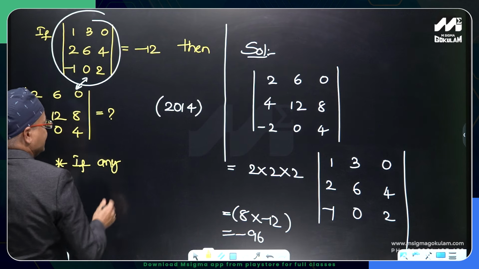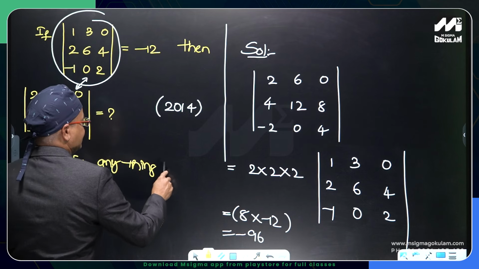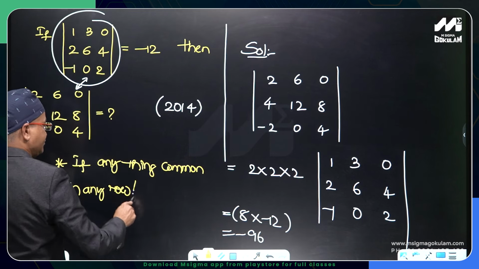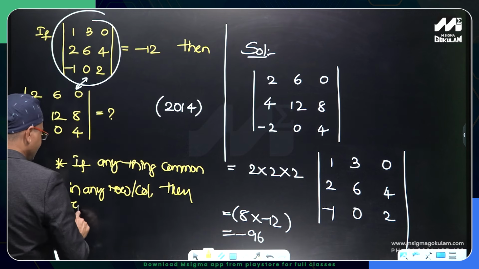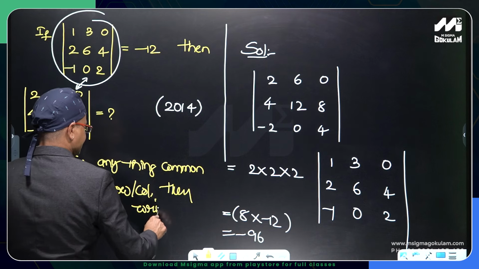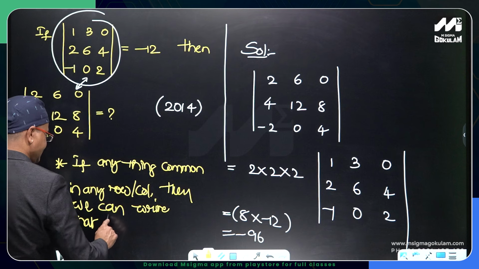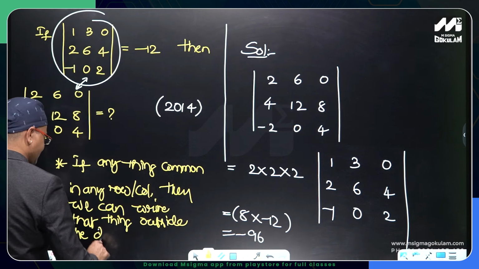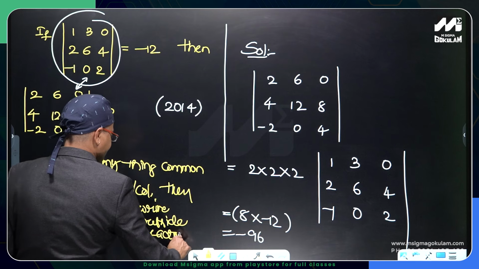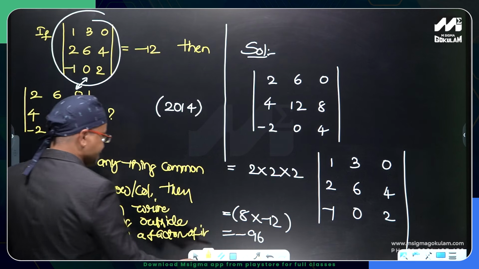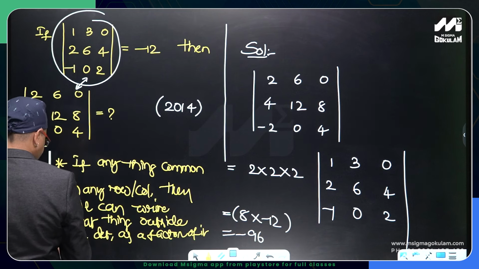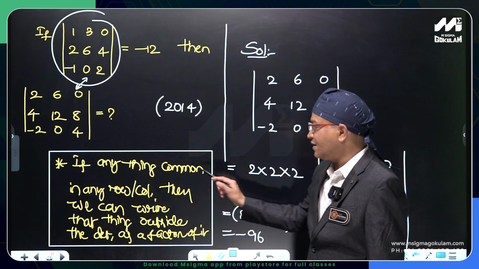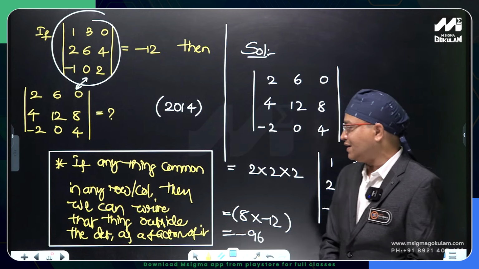If anything is common in any row or column, then we can write that thing outside the determinant as a factor of it. This is a very excellent property. So, that boxed item, please don't forget. If anything is common in any row or column, then we can write that thing outside the determinant as a factor of it.